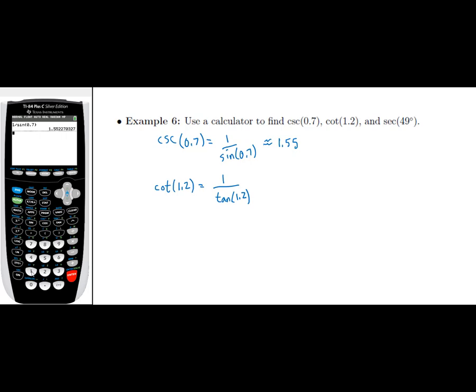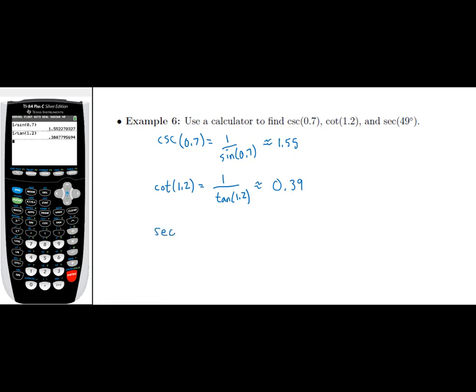So still in radians, 1 divided by the tangent of 1.2. So we get 0.3887795 and so on. So if I'm rounding to the nearest hundredth, right, we've got to be careful to do our rounding properly, right? We can see that we have in the hundredths place an 8, but then in the thousandths place, another 8, so it rounds up. So my approximation would be 0.39.